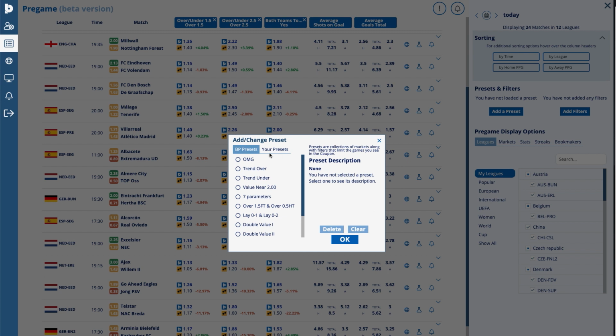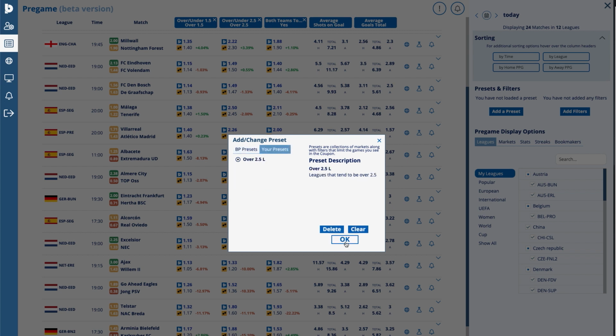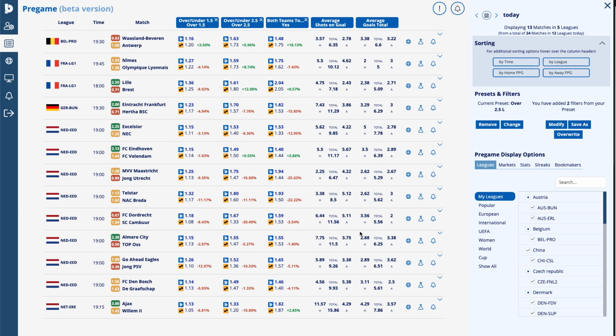Let's load the preset over 2.5L, okay. And once we load the preset, we have for today 13 games from 5 leagues out of a total of 24. Now we're going to analyze game by game and we'll set live alarms that will fire when the odds reach a certain level.